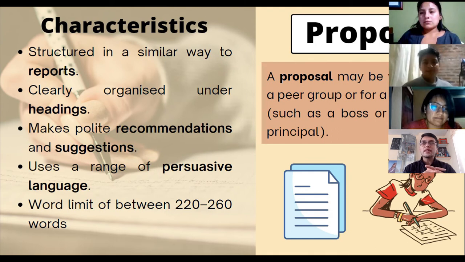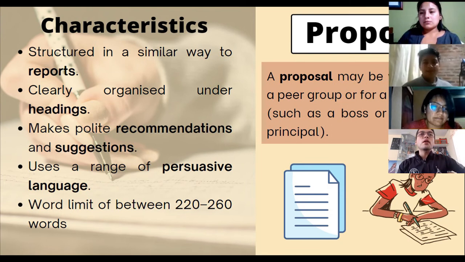In this way, we can make the people who are reading understand what they are reading, okay? Making polite recommendations and suggestions could help to solve a problem that a proposal is requesting or is stating in the headlines. Another point is the use of a range of persuasive language. It's recommended to use persuasive language, good to engage the reader to continue reading the proposal.